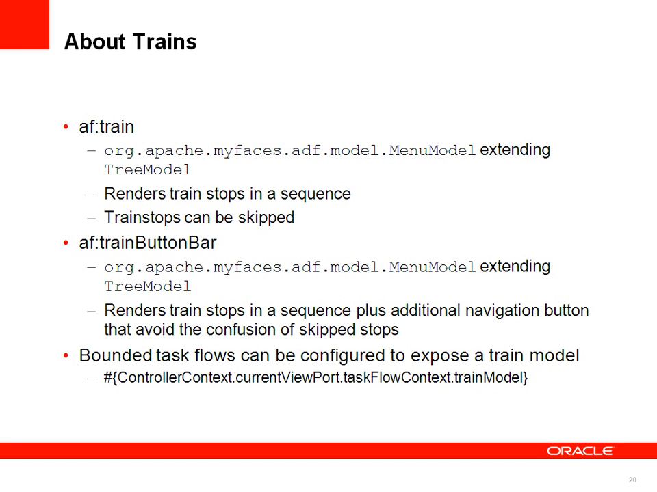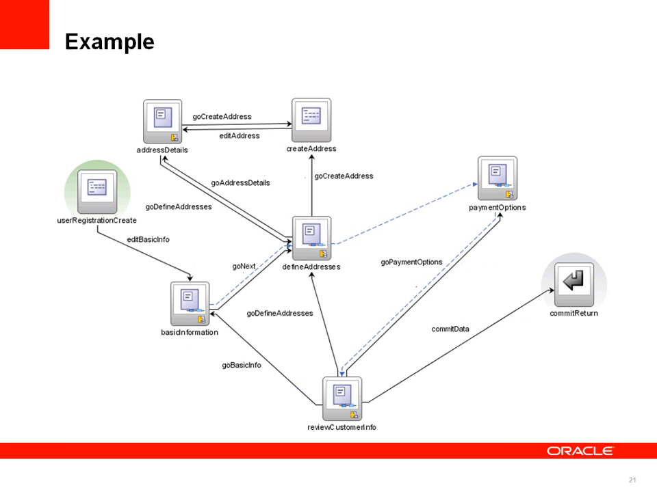The train especially gives users a lot more confidence in a multi-step process than the typical next button that you can define with control buttons. In the diagrammer, the train navigation model is indicated by a dotted line. So here on the information view, there's a dotted line to the define address, a dotted line to payment options.